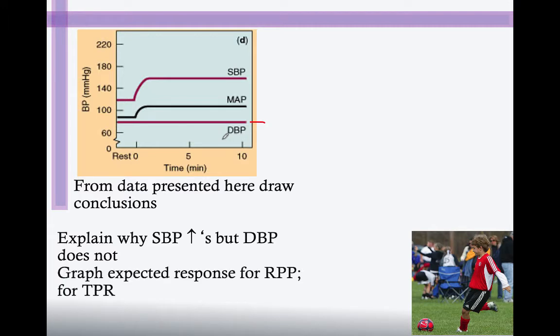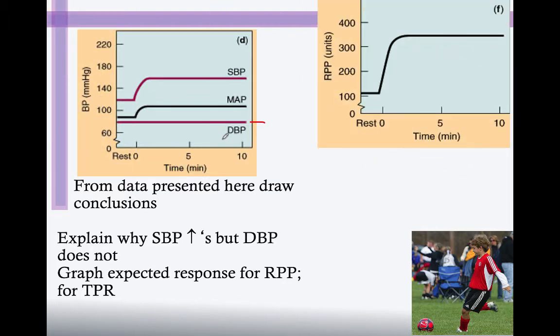Well, think about what you'd expect for RPP and for TPR. And you should remember that RPP is the rate pressure product, or the heart rate times the systolic blood pressure. Well, you saw that heart rate went up. You see that systolic blood pressure goes up, and so RPP too has to go up. And again, it goes up fairly quickly. And I meant to point out to you, and I'll point it out here, you go back and you look at these things, and again, they reach the plateau in under 5 minutes. So keep that in mind.